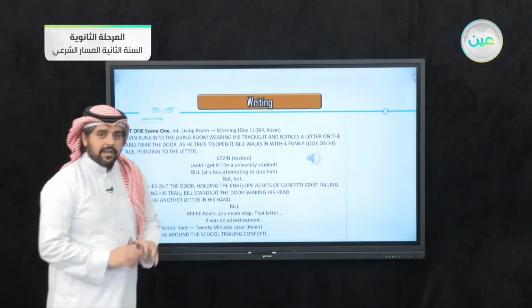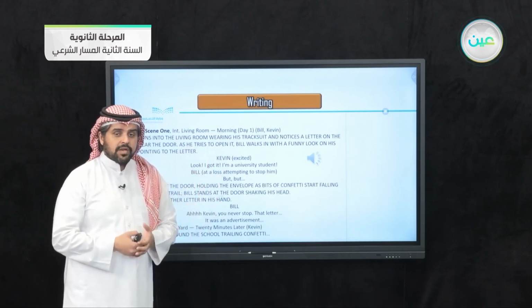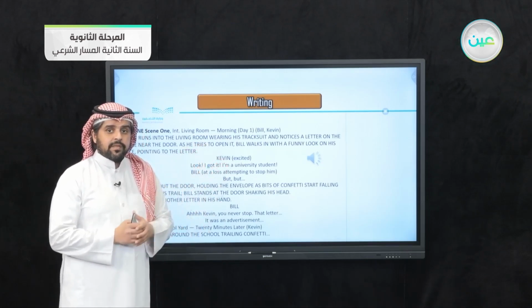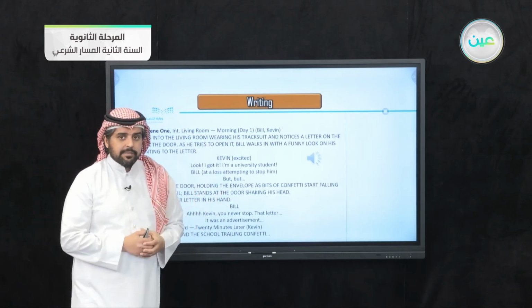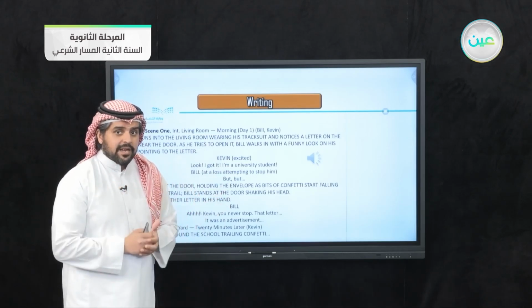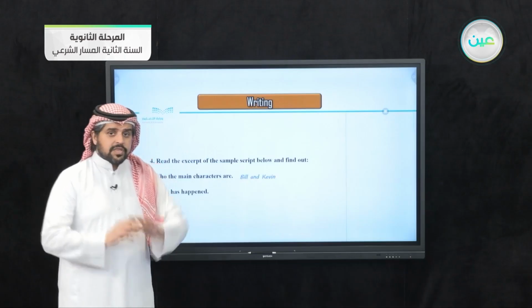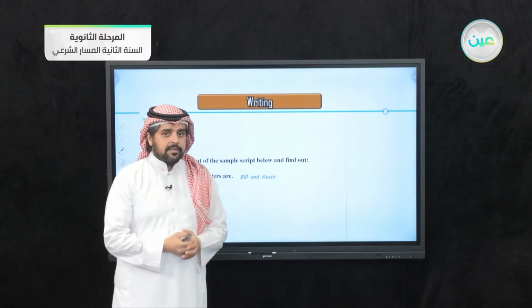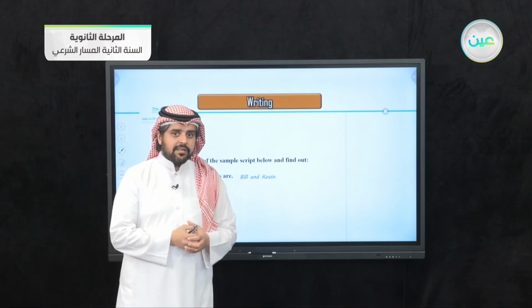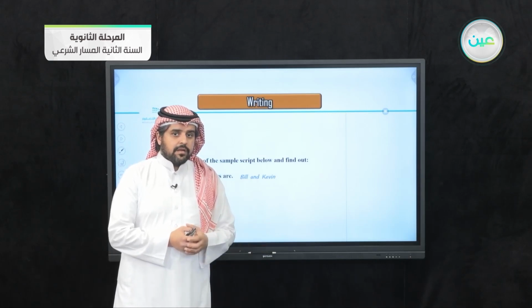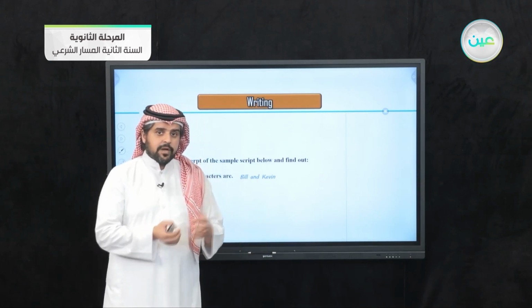So now I think you understand how scripts work, and I think you understand the things happening here in this script, and also, if you remember, the main characters of the script. So, who are the main characters in the script? Who are they? Yes, Bill and Kevin. Bill and Kevin. What has happened? Can you summarize the whole thing? What has happened between Kevin and Bill? Kevin ran into the room wearing something and he found something on the table.